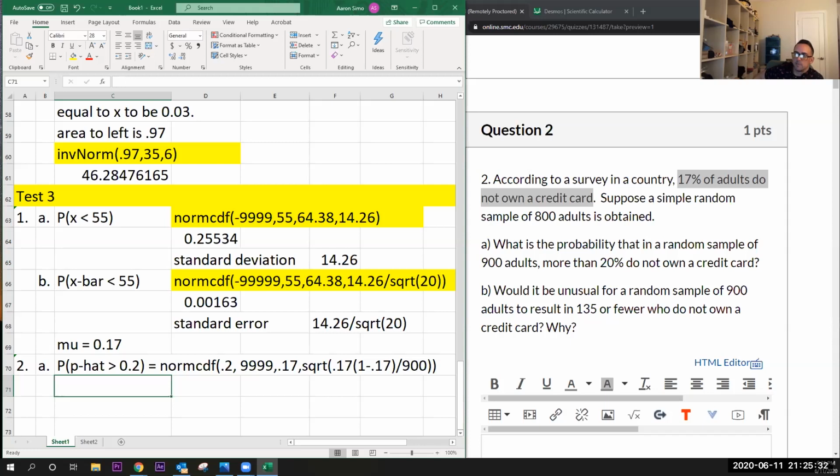On average, 17% of people do not own a credit card. So if I take samples, I would expect 17% of them to not own a credit card. That's what it means that the average is 17%. Yeah, so any questions on any of that? I think I get that one.